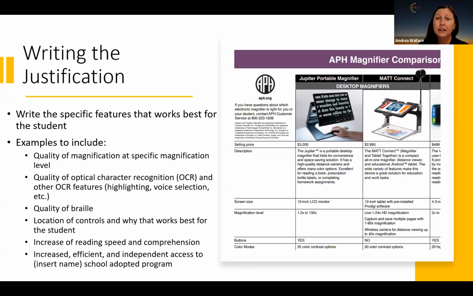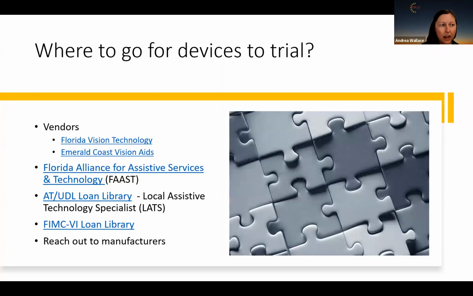And noting this student increased reading speed and comprehension when they read with 40 cells. So just the facts is what you want to put in there when you're writing that justification. If anybody else has any other good tips on writing the justification, pop them in the chat.